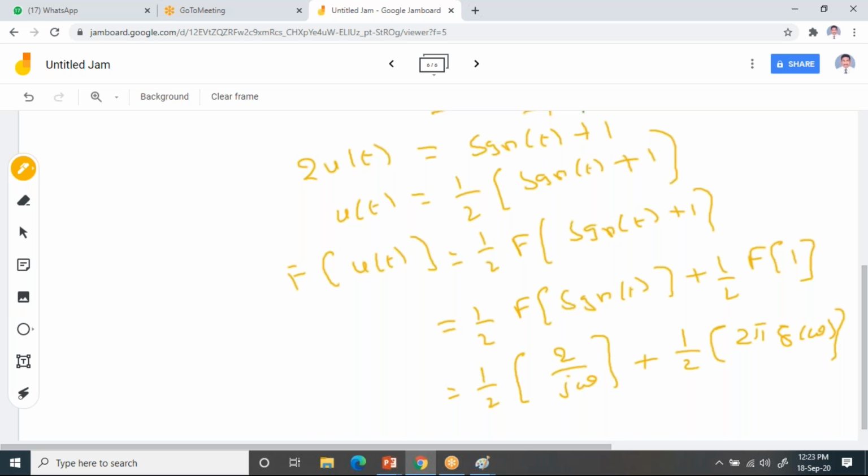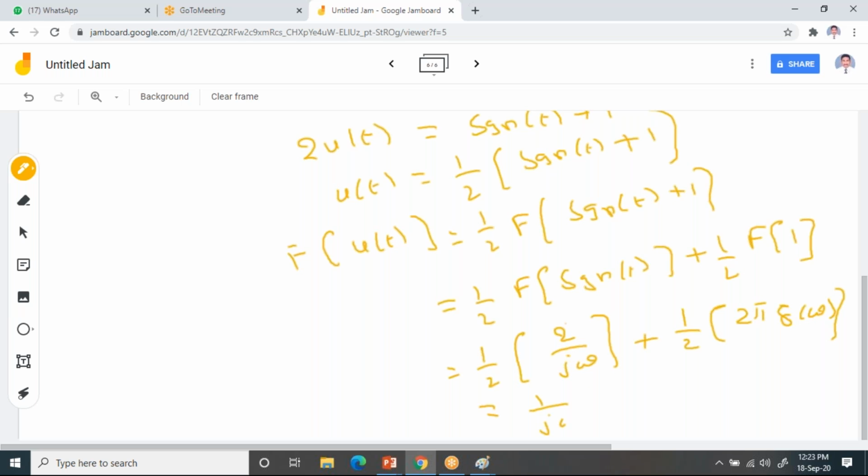Now, if you simplify, this 2 and this 2 get cancelled, right? So I'll get 1 by j omega, and this 2 and this 2 get cancelled. You will get pi into del of omega. This is the Fourier transform of the unit step function. Please try to understand. The Fourier transform of the unit step function is 1 by j omega plus pi into del of omega. Is it clear? Please post it in the chat box.